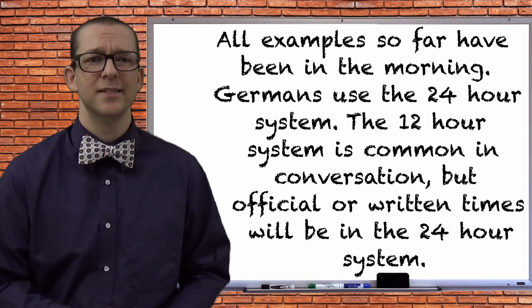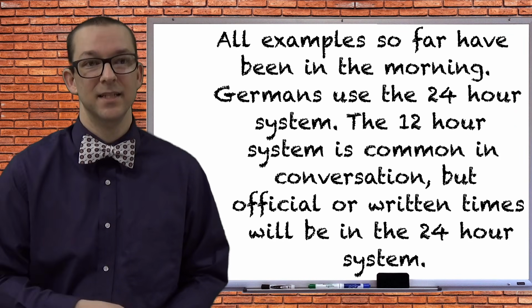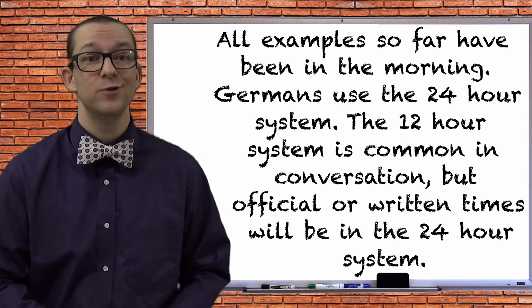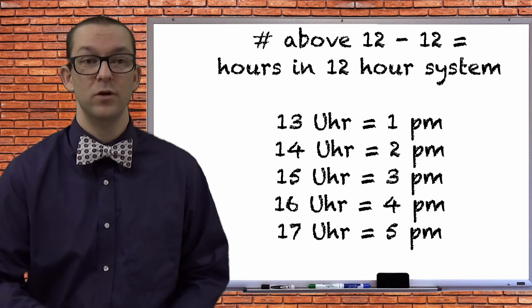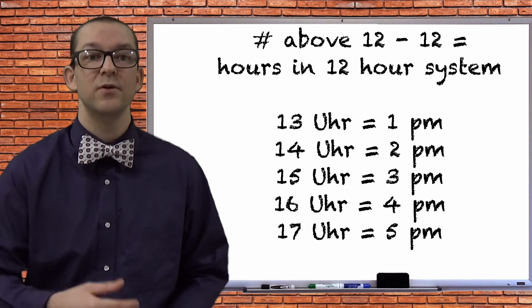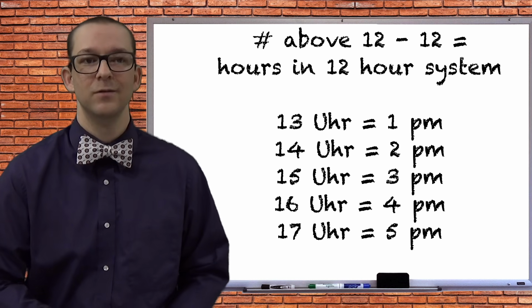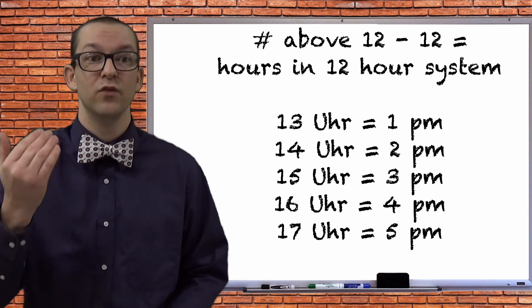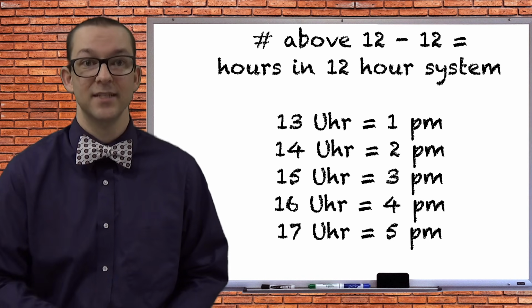What you may not have realized about those examples that I just gave is that every single one of them is in the morning. That's because Germans use the 24-hour clock. In order to say a time that is after 12 Uhr, or 12 o'clock, you simply count up to the next hour, 13 Uhr, 14 Uhr, etc. If you have trouble with this, take any number that is over 12 and subtract 12 from it in order to get the hours in the 12-hour system.